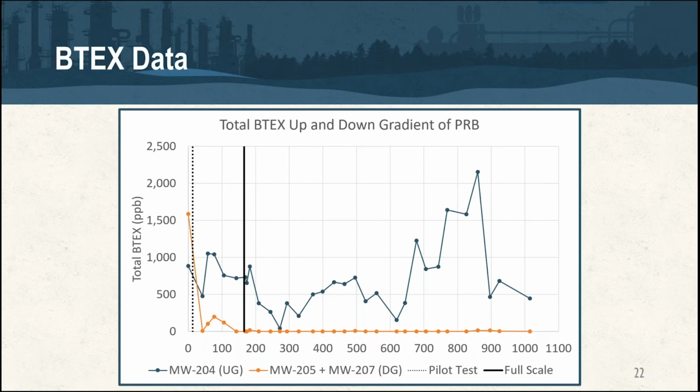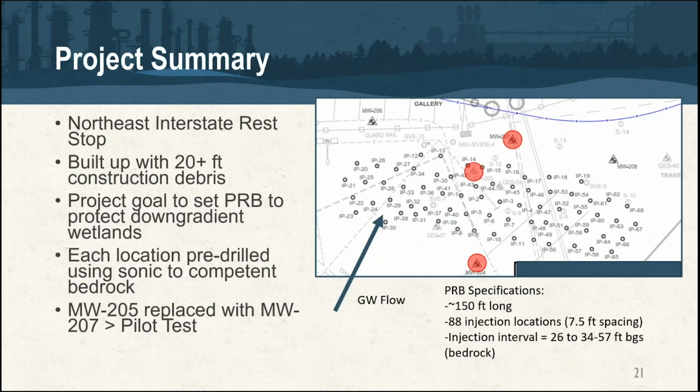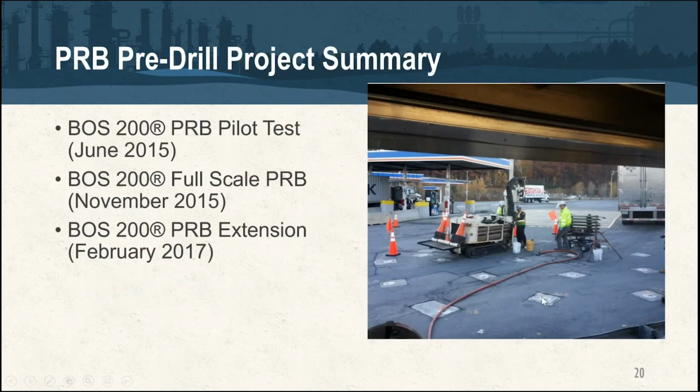One thing to keep in mind when you're dealing with bio PRBs is you've got to keep an eye on the terminal electron acceptors, which is something we're doing out there. The pre-drill locations in this picture were completed at the surface so that we can come back at a later time to supplement with additional terminal electron acceptors.